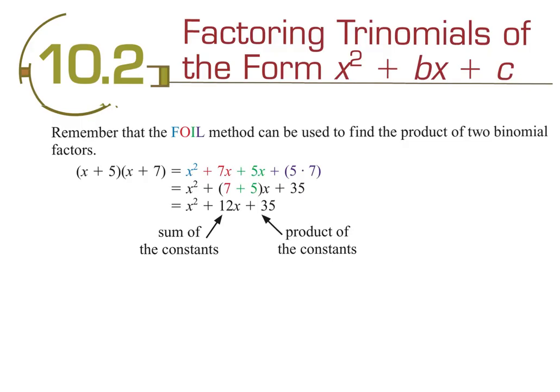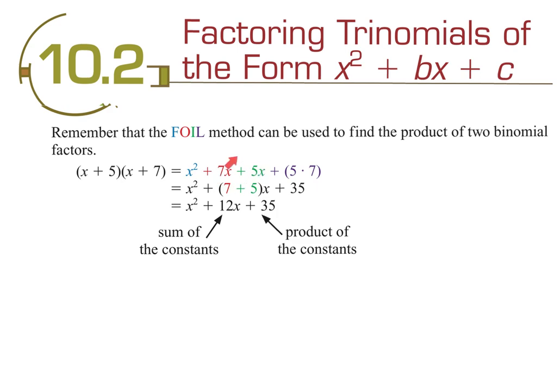So 10.2 is all about factoring trinomials. And what you did on your bell work is you did foiling. So foiling is first, outer, inner, last. So we multiplied x times x and we got x squared. We multiplied x times 7 and we get 7x. 5 times x gave us 5x. And 5 times 7 gave us the 35.